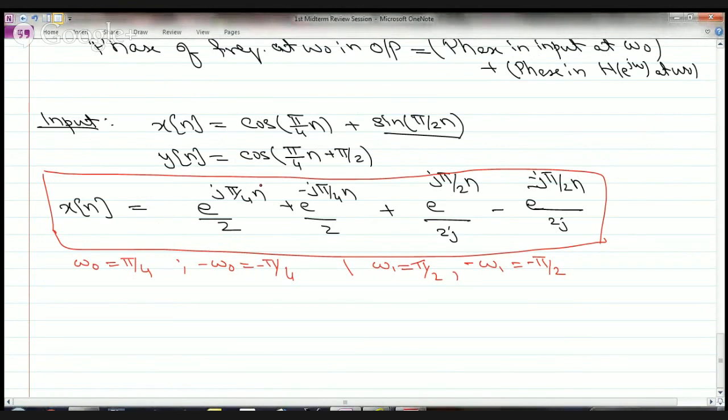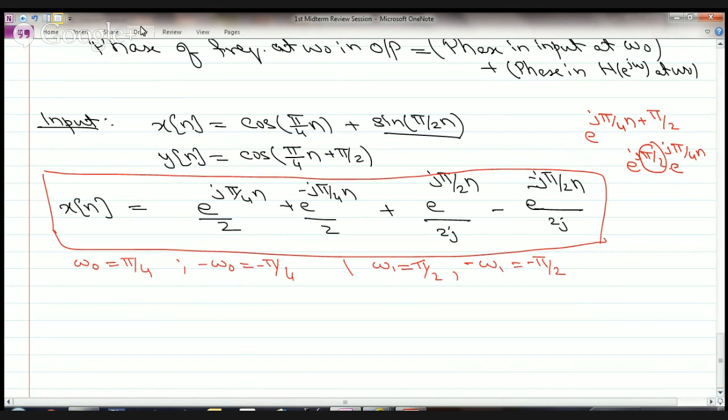And all of these frequencies have 0 phases. Right? There is no phase associated with these frequencies. If they had a phase, then I would have something like, for example, e to the j pi by 4n plus, let's say, pi by 2, right? That's my phase, e to the j pi by 2 times e to the j pi by 4n. So my phase is pi by 2. But in this case, I have 0 phase.